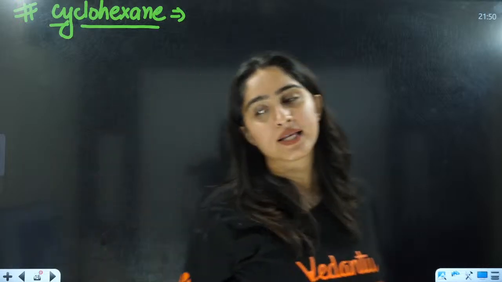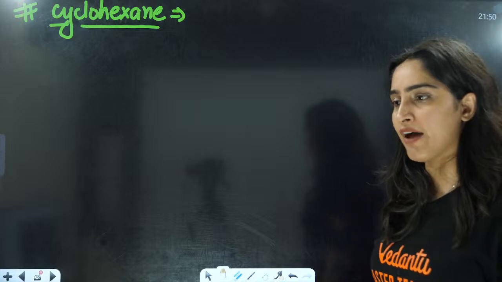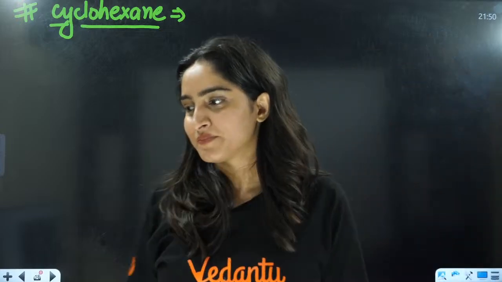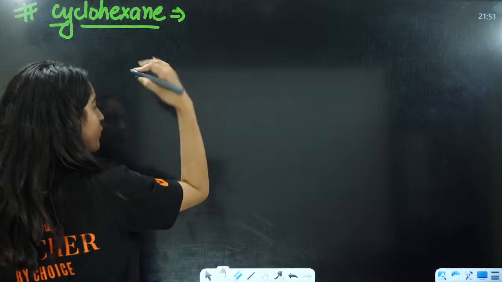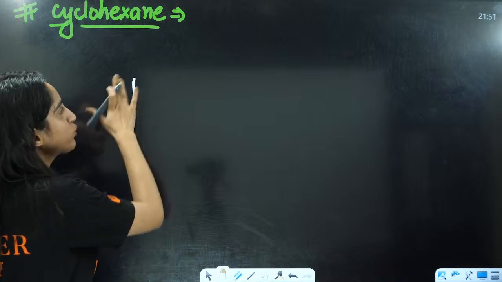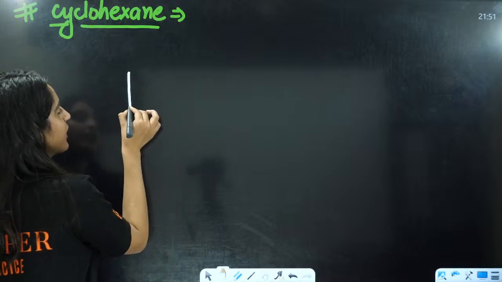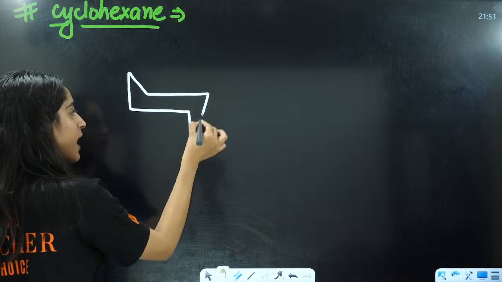For the cyclohexane, what we have? We have 4 conformers here. First one is the chair conformer. How to draw the chair? Like you are sitting in the chair and relaxing, right? This is how you are going to draw it. This is the chair. Draw this, and draw this.